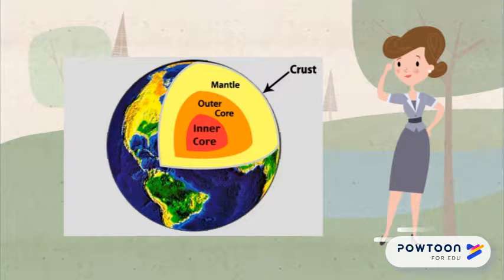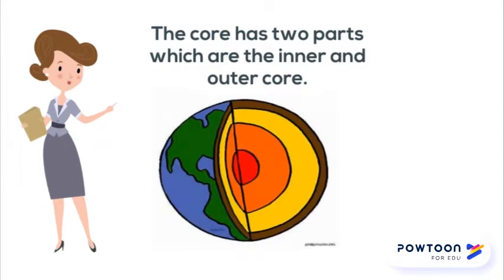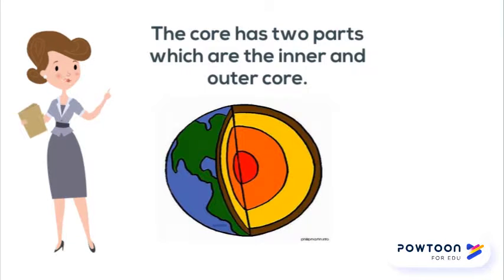The crust is the solid outer part of the Earth. The mantle is an area of hot, molten rock beneath Earth's crust. The core is at the center of the Earth. The core has two parts, which are the inner and outer core.